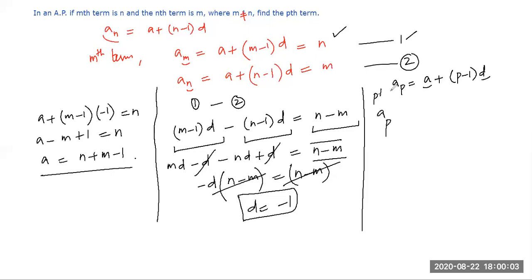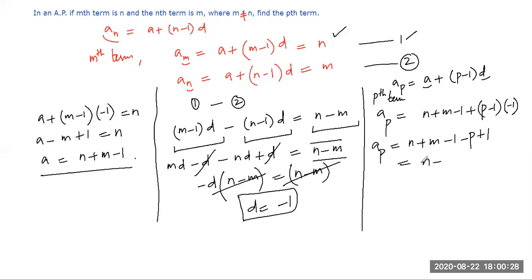So I get the pth term. a_p is equal to a, which is n plus m minus 1, plus p minus 1 into, what is the value for d, Ishma? Minus 1. So my pth term is n plus m minus 1 minus p plus 1, which is n plus m minus p. Many similar sums are to be done in exercise 9.2, so this will really help you.